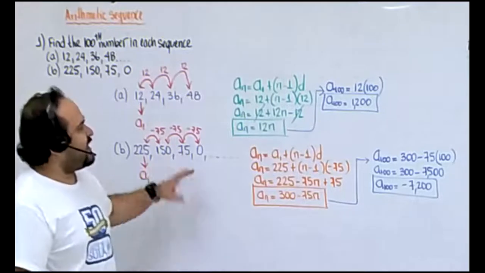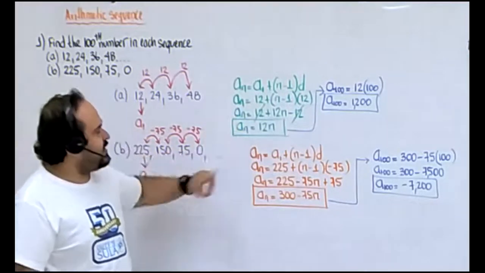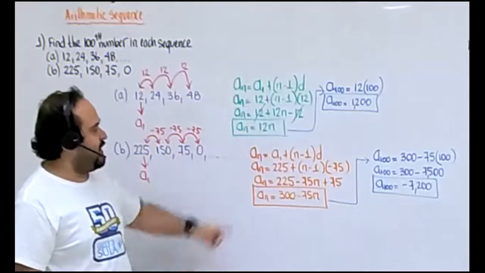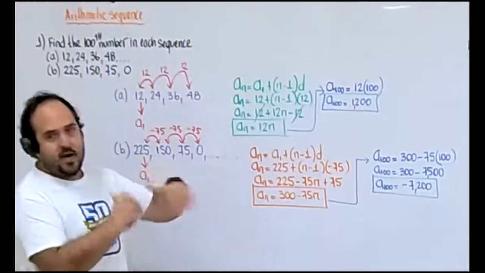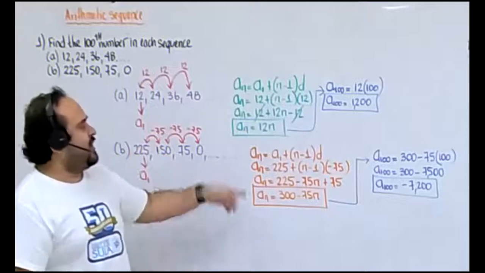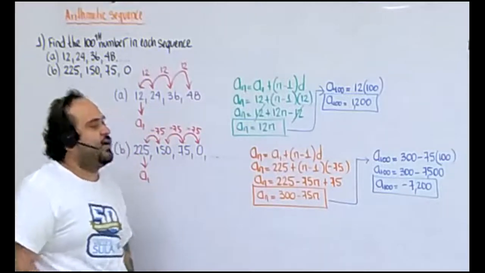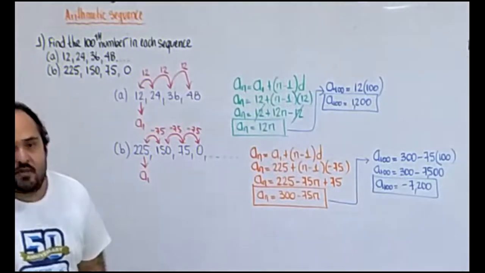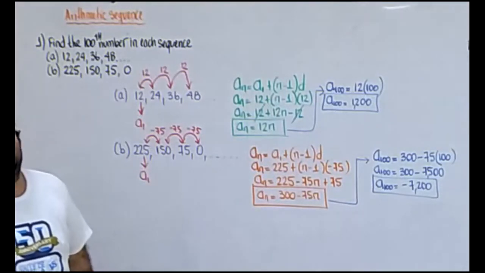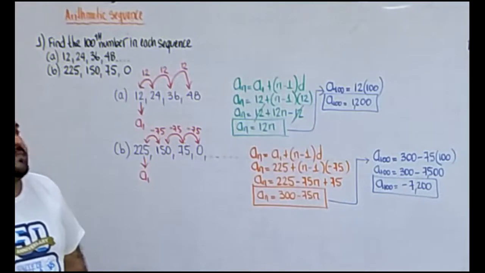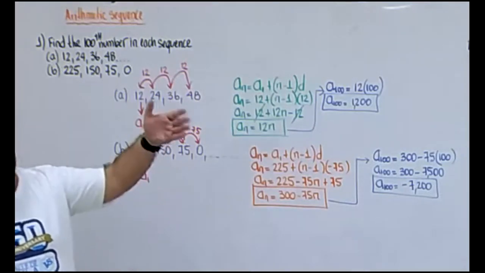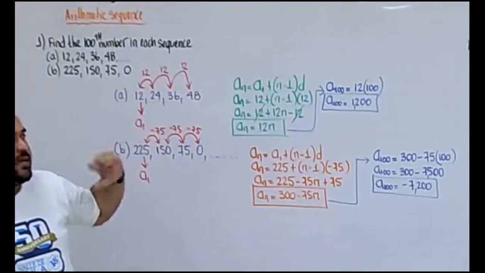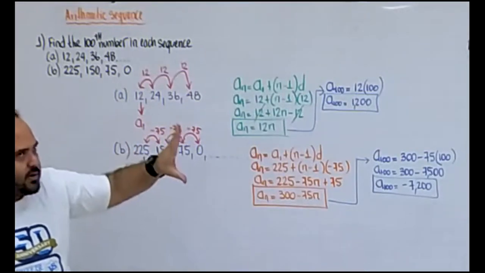So, given the explanation, remember this is the arithmetic sequence formula. A sub n, because this is the name of the variable, equals a1 plus parentheses n minus 1 times d. Remember, first step, create the algebraic expression. In an algebraic expression, we're supposed to have a variable, numbers, and mathematical operations. Understood on this part?